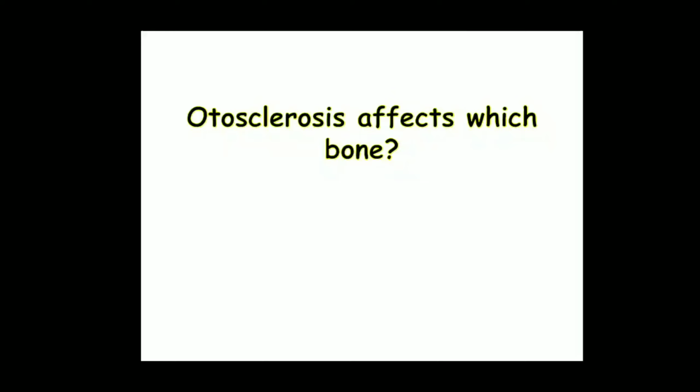Otosclerosis mainly affects the stapes bone. What is otosclerosis? In otosclerosis, one of the bones of the ear, mainly the ossicles, undergoes change. Instead of a dense, thick bone, it becomes spongy so that it cannot transmit the sound waves. And mainly it affects the stapes. Usually we do a stapedectomy, or sometimes another procedure called fenestration. We replace the spongy stapes with a prosthesis. So this is otosclerosis.